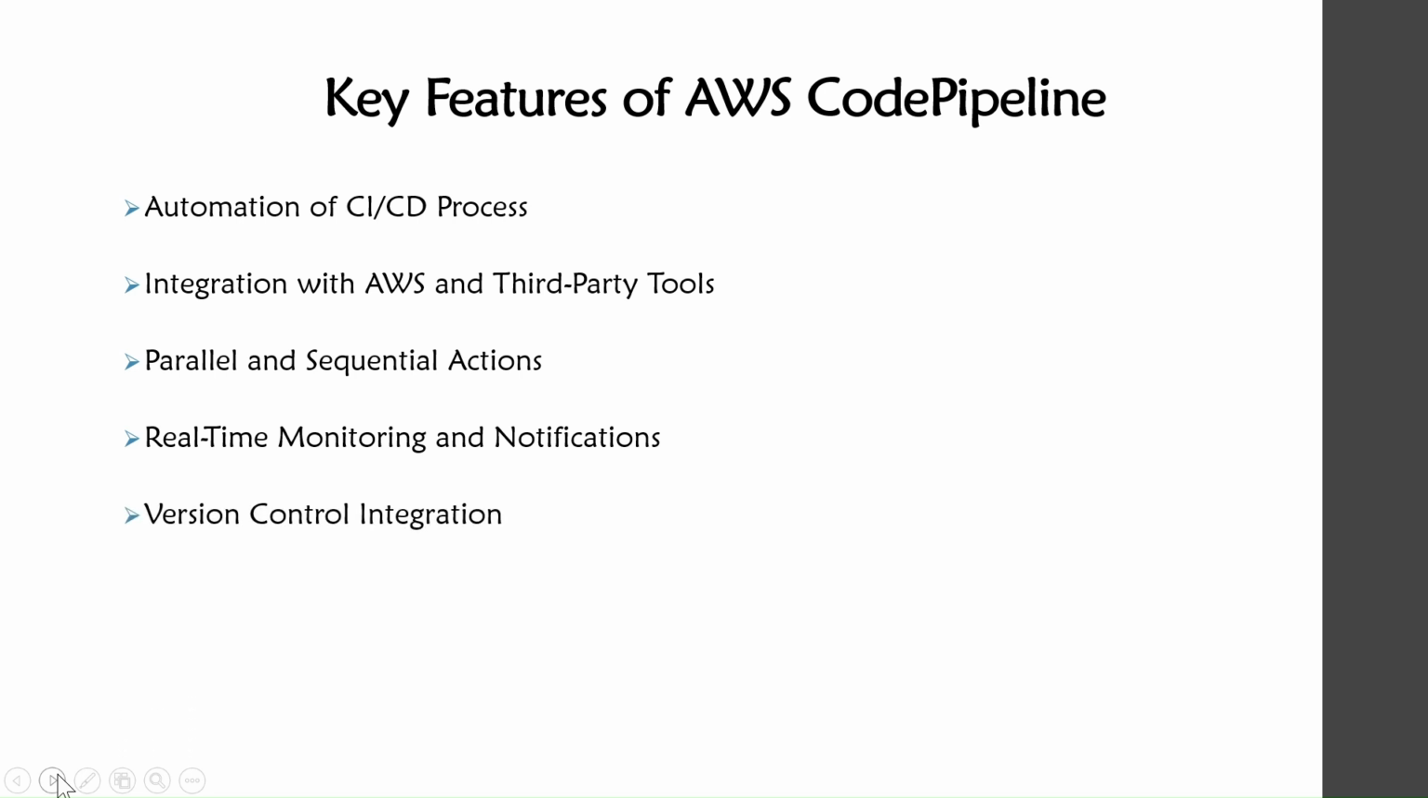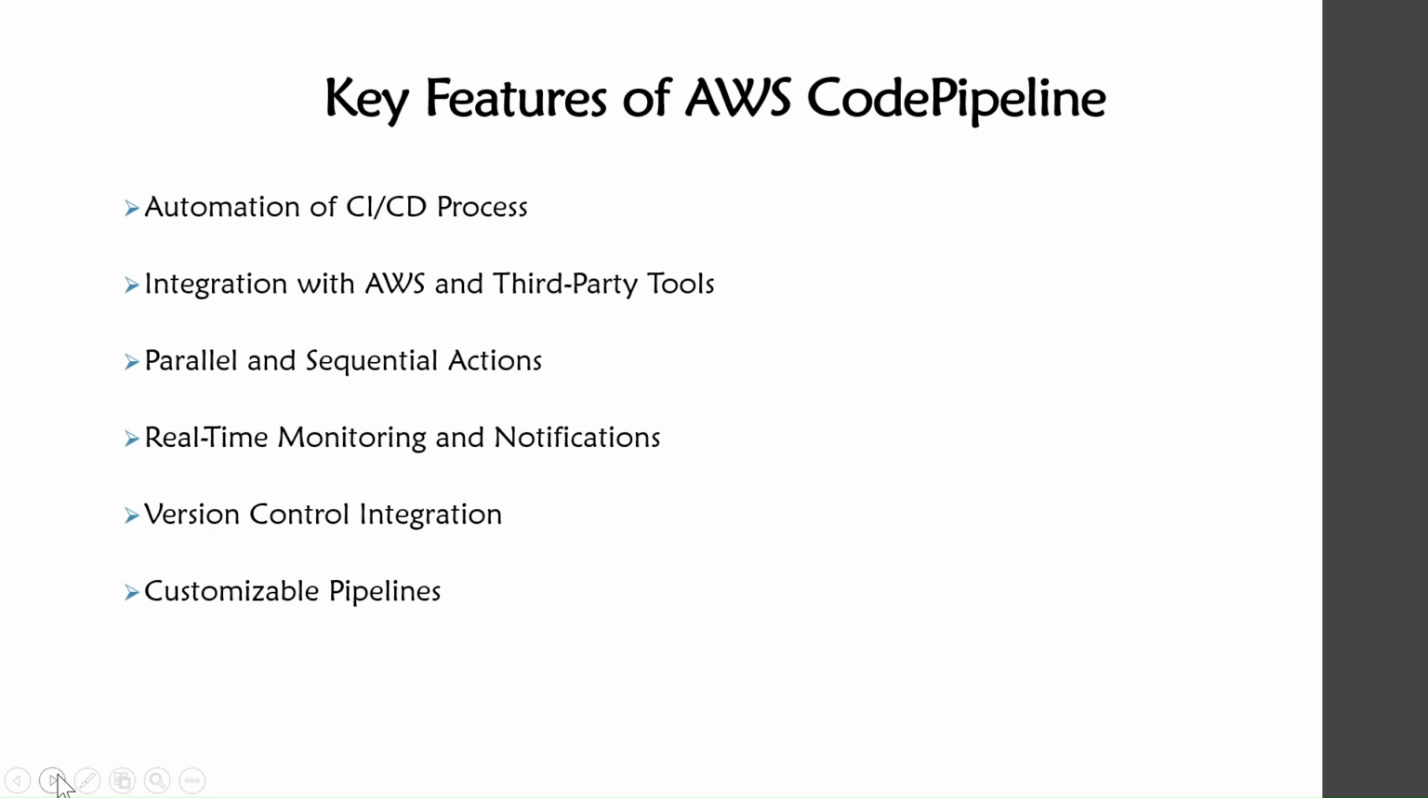The next thing is version control integration. When it comes to version control, CodePipeline integrates with GitHub, AWS CodeCommit, or S3, ensuring that the pipeline always pulls the latest version of the application code for building, testing, and deployment. The last thing we have is customizable pipelines.